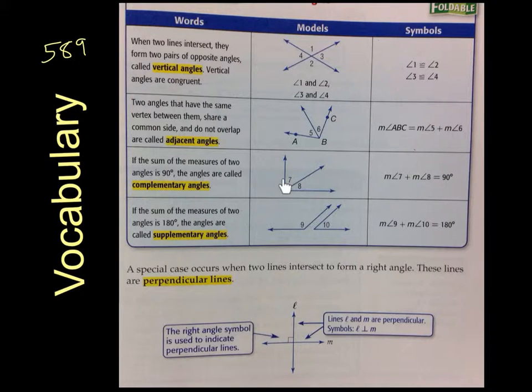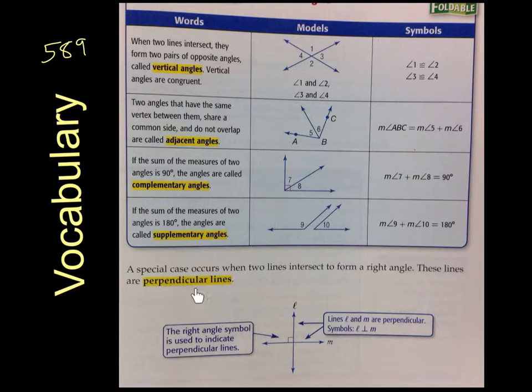Complementary angles are two angles that when you add them together, they're going to make a right angle, or 90 degrees. So that's how we can show that. The measure of angle 7 and the measure of angle 8 are going to equal 90 degrees. Supplementary angles are similar to complementary angles, except they are two angles, and those angles equal 180 degrees. So the way I remember this is complementary starts with a C, that comes earlier in the alphabet, and 90 comes before 180. S comes later in the alphabet, and 180 comes after 90. So that's how I keep track of which is complementary and which is supplementary.